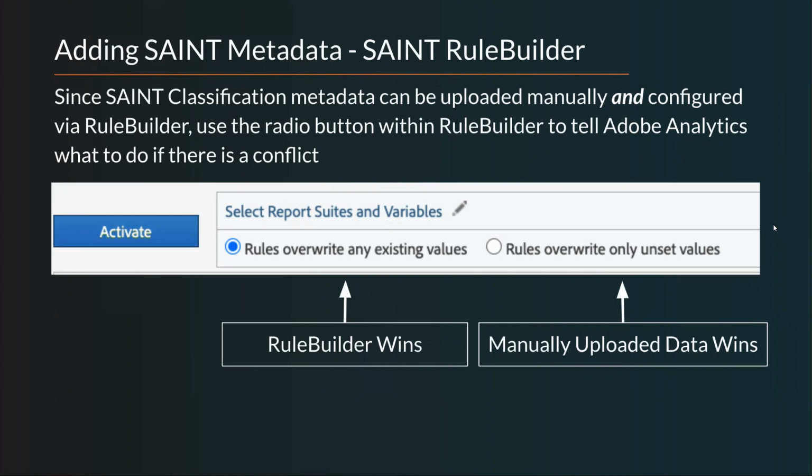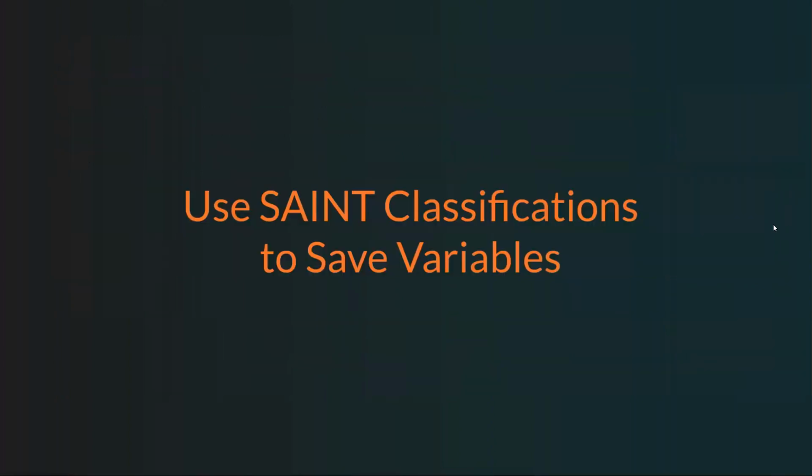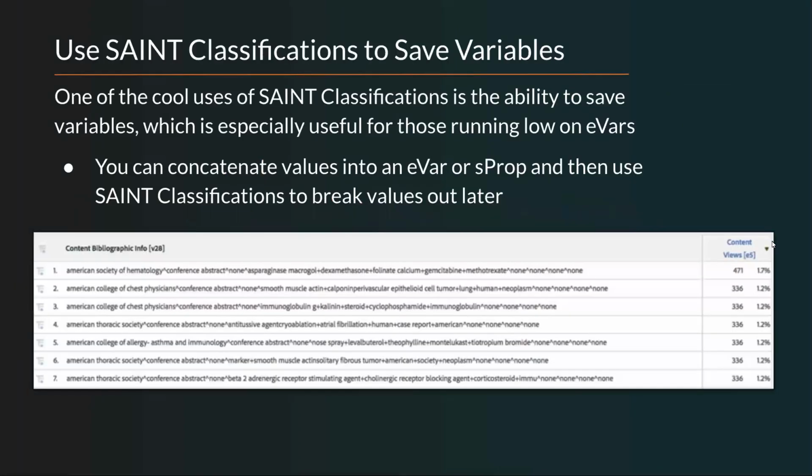So another thing you can do with SAINT classifications is use them to save or conserve variables, which is something that is pretty common for large implementations. Usually people run out of eVars. That tends to be the variable people run out of if they're not paying the big bucks for 250 eVars. So by understanding SAINT classifications, you can figure out ways to save variables. And one technique that I've used a lot is concatenation. So here's an example of an old client of mine that had about 10 or 15 data points that they wanted to track related to content, but they were running low on eVars.